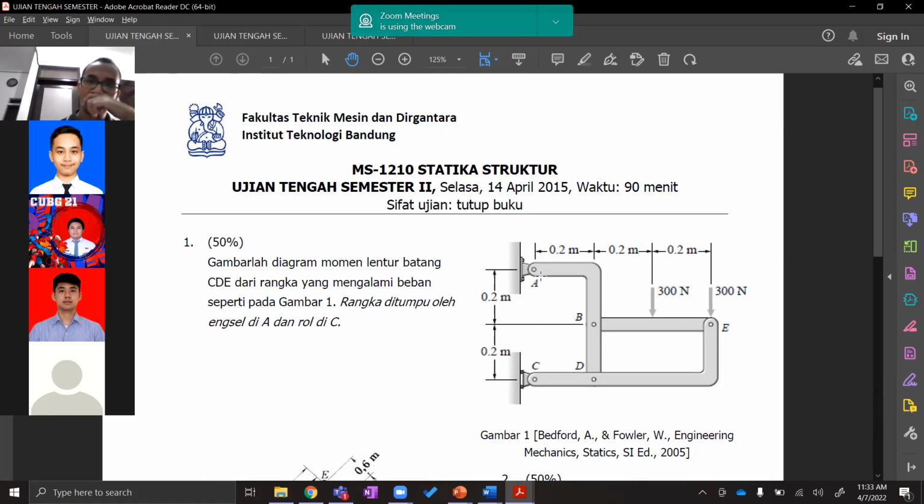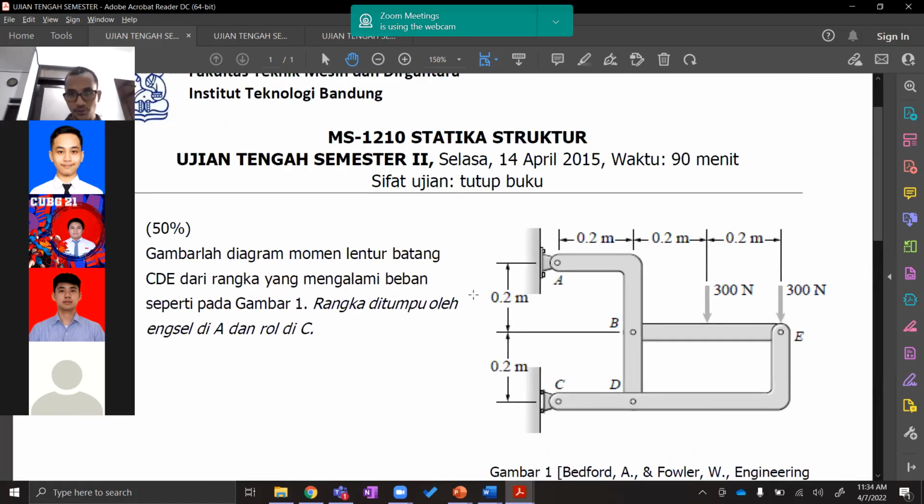As you can see here, this is an example of a combination of internal force and frame problem. Okay, and the one in question is CDE. You can see there, right? CDE. Okay, CDE. We have to find the internal force diagram for the member CDE.